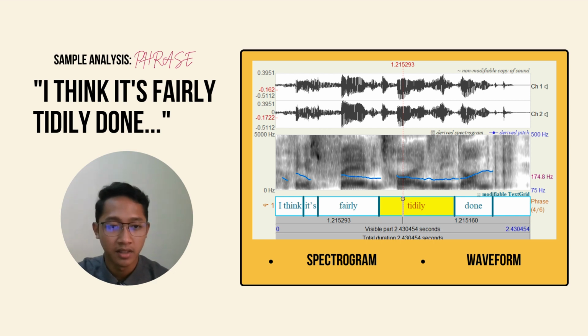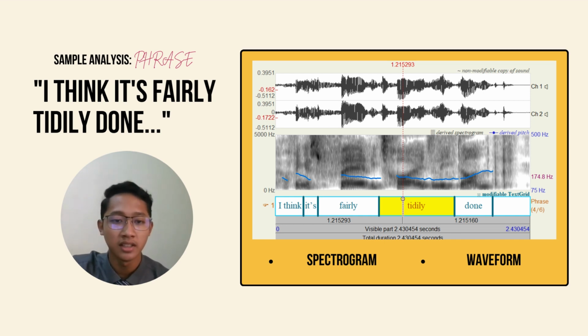It is because we can identify vowel sounds in words such as fairly and tidily, as well as at the beginning of the word "it's," the short I sound, and the air in fairly, and the diphthong I in tidily, as well as the short E, as well as the long E at the end of the word. That is for the spectrogram. Moving on to the intonation.